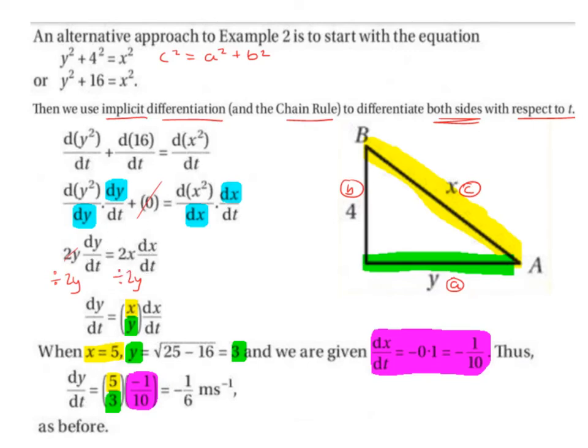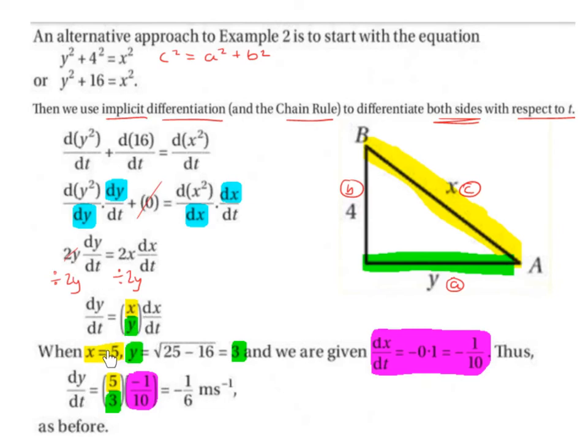So dividing across by 2y, we get the dy dt on its own. So dy dt comes down here. So then 2x divided by 2y, the 2's will cancel and just give us x over y, and that's stuck onto the dx dt. So we have dy dt equals x over y times dx dt.